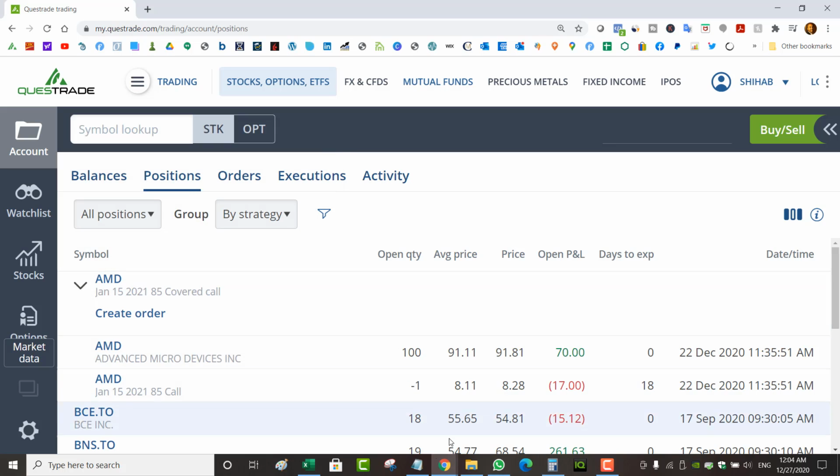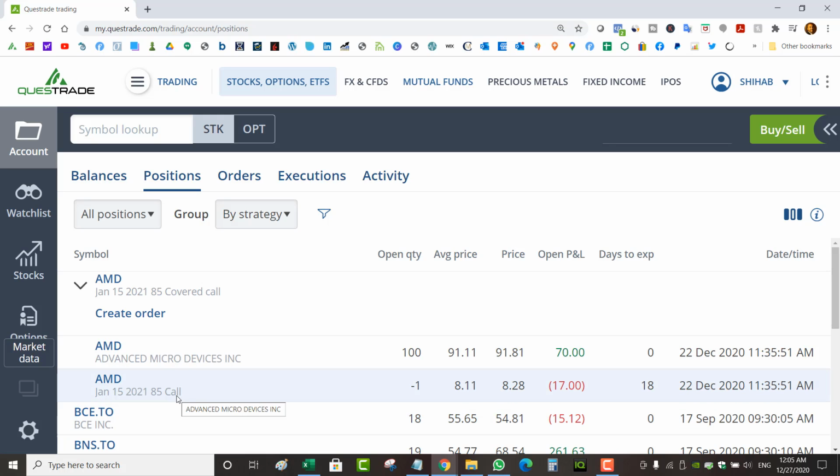Why would I do that? Because it gives me a better chance of making that return. As long as AMD stays above 85, I make my 2.3 or 2.4%, or $200 in this case. And I can get out of the trade early. I don't have to wait till expiry. Maybe next week I can close it for $84.